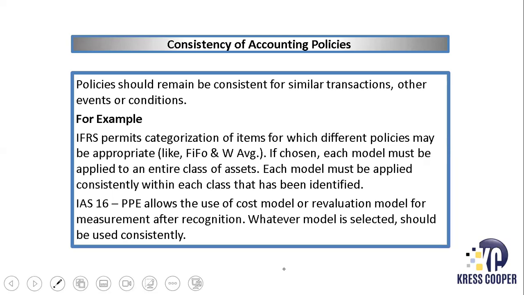In order to make the financial statements comparable, it is important that the policy once adopted should be consistently applied over the years. In the same way, I have given an example of IAS 16, where we can either use the cost model or the revaluation model for measurement of property, plant, and equipment after its initial recognition. So whatever model is once selected for its subsequent measurement will be followed for the upcoming years consistently.